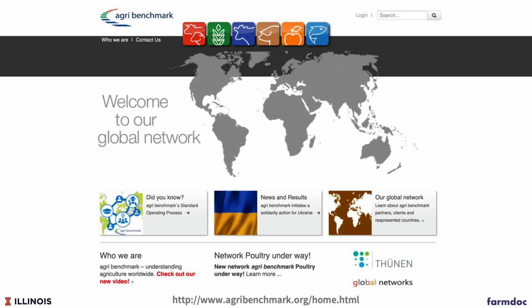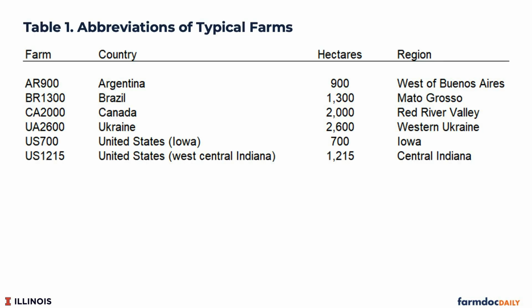Data from 6 typical farms with corn enterprise, from Argentina, Brazil, Canada, Ukraine, and the United States, were used in this paper. It is important to note that corn enterprise data is collected from other countries. These 5 countries were selected to simplify the illustration and discussion. The farm and country abbreviations used in this paper are listed in Table 1. While the farms may produce a variety of crops, this paper only considers corn production.